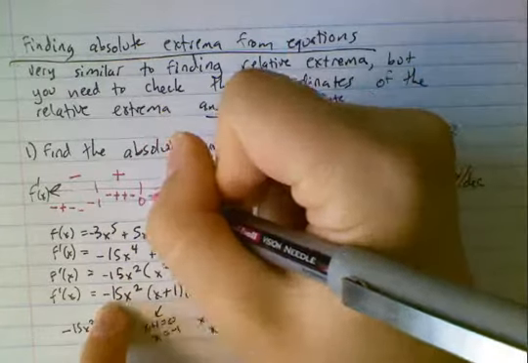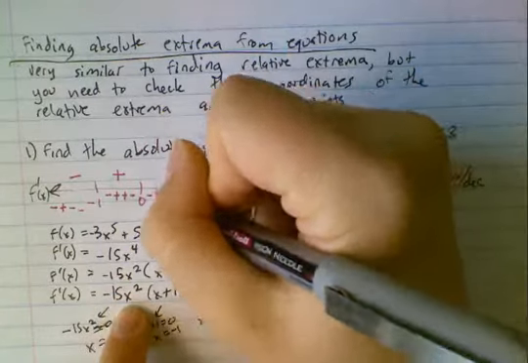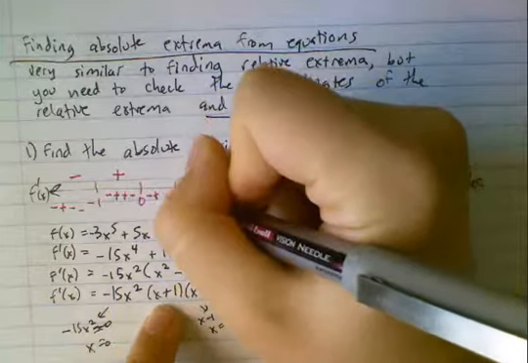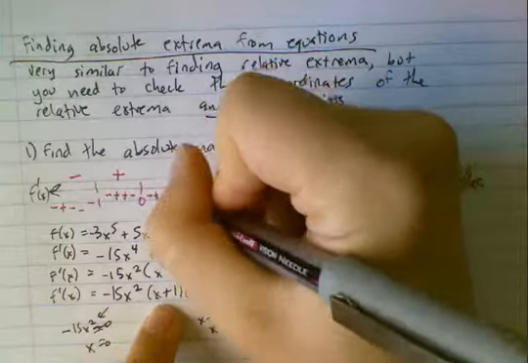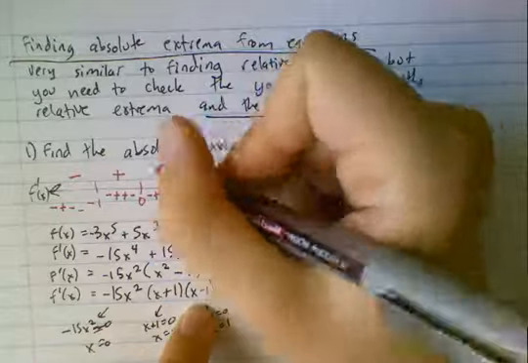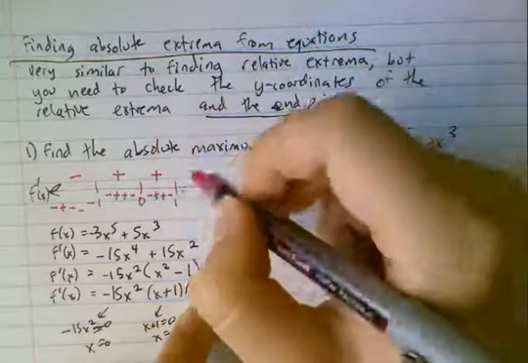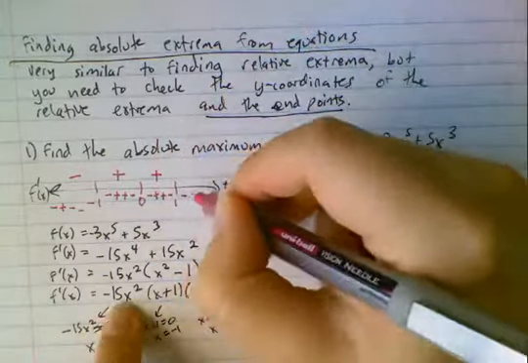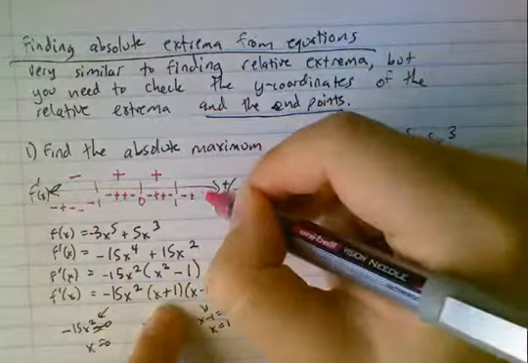Between 0 and 1, negative 15 is negative. X squared is positive. Positive 0.5 plus 1 is positive. Positive 0.5 minus 1 is negative. Still positive overall. Greater than 1, we've still got our negative and our positive right here.